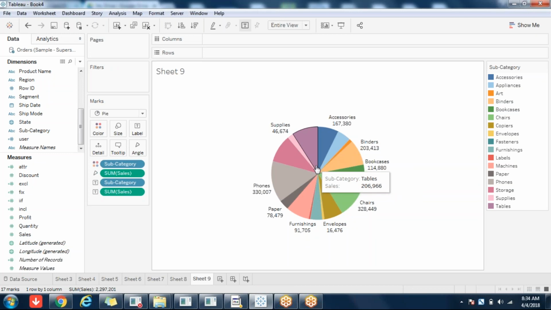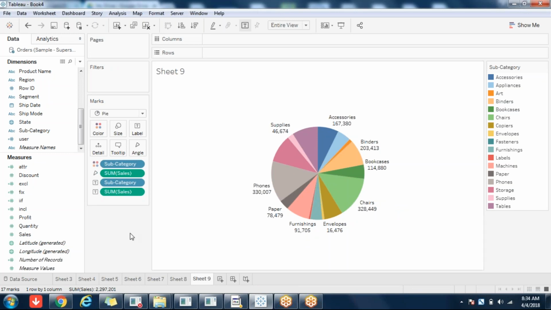Out of 360 degrees, which one is occupying more size? This one. Which one is occupying more size? This one. Like that. So to understand that, you will go for this one, the pie chart. So now pie, right, is the proportionate contribution of the data.